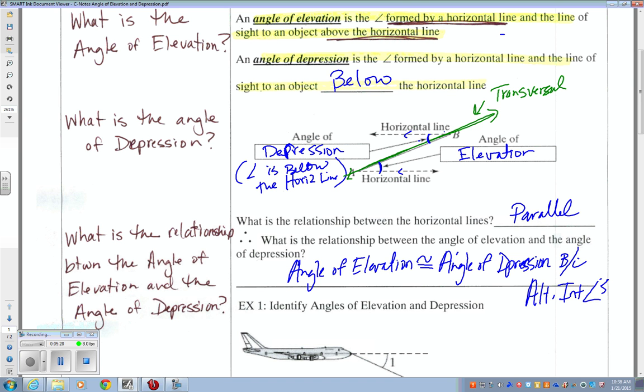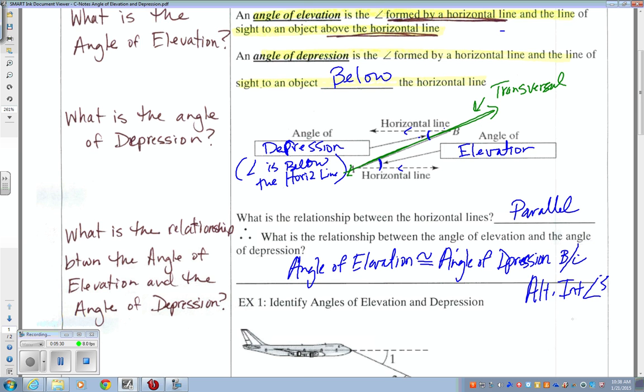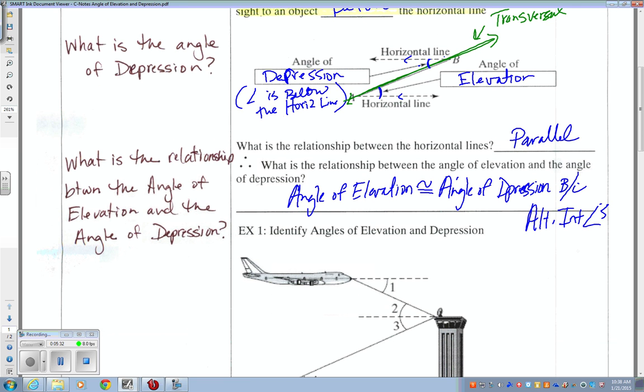You need to understand that because if I ask for the angle of elevation, but I draw the angle of depression, you have to know that they are the same. So I can rearrange my drawing and use the angle of elevation instead of the angle of depression because they are equal to each other. Always going to be equal.